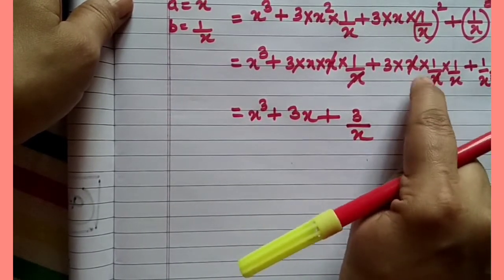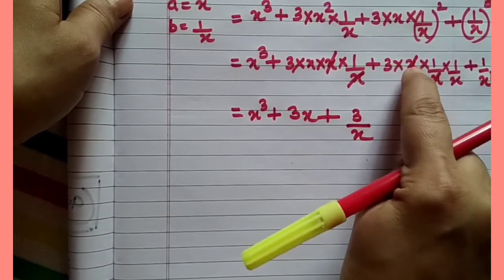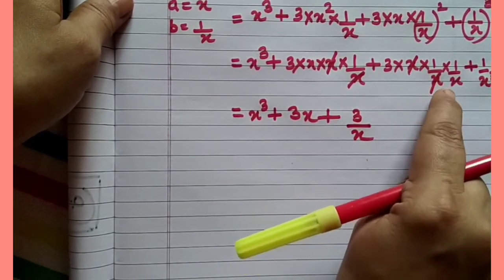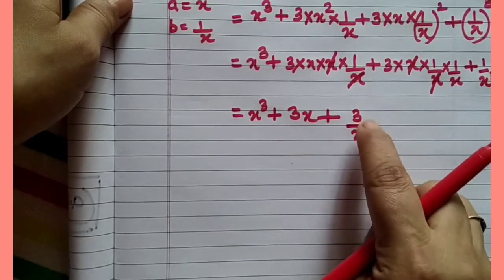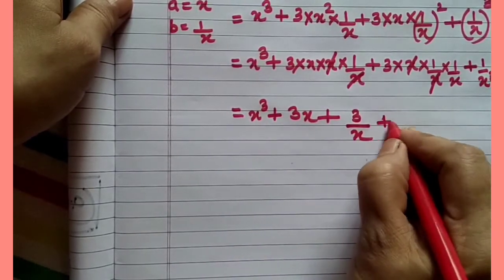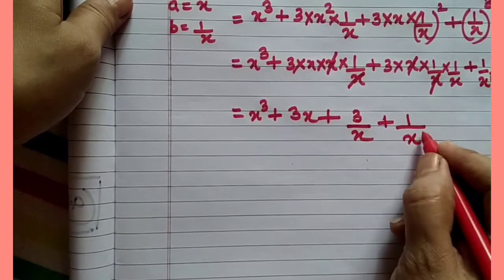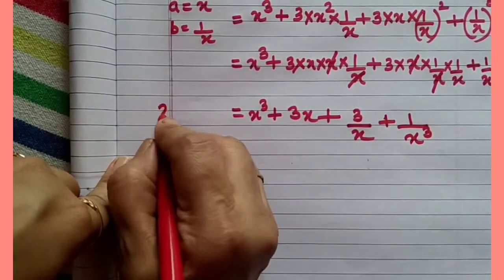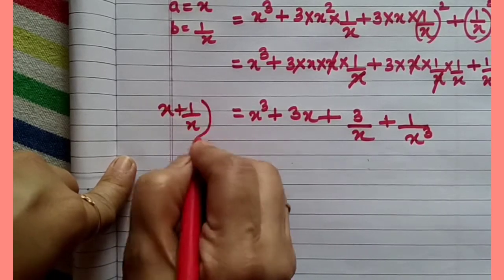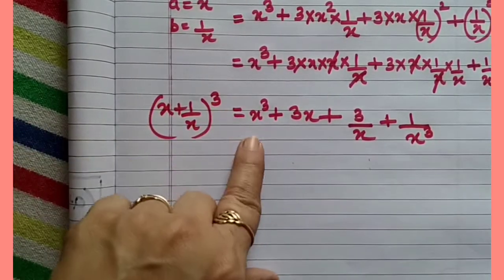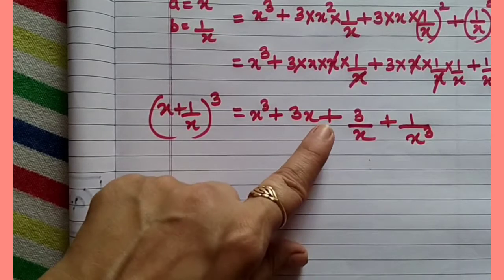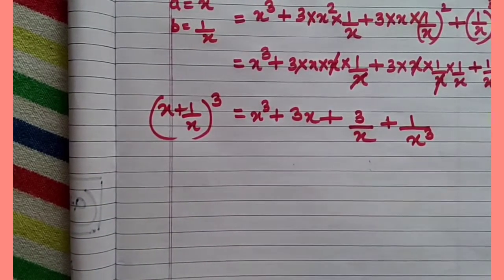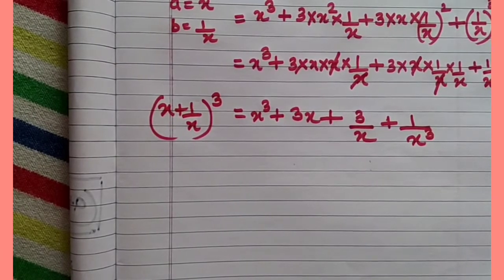This x is cancelled with this. 1x has been cancelled. So there is no x up and there is 1x only in the denominator. So I get 3 upon x and plus 1 upon x cube. So I got the answer for x plus 1 upon x whole cube as x cube plus 3x plus 3 upon x plus 1 upon x cube. I hope you have followed this sum.